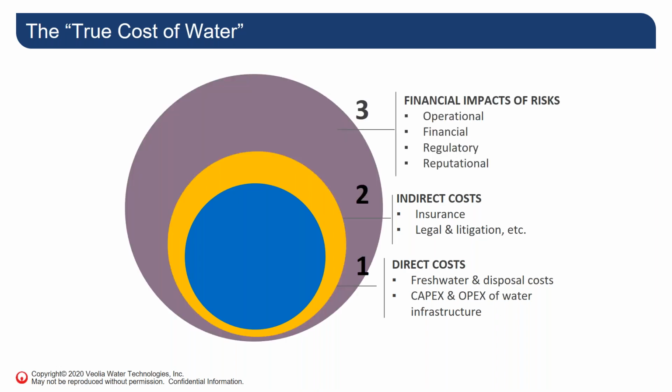Lastly, as mentioned on the previous slide, there are 4 key areas of financial risk associated with the operation, finances, regulations, and reputation of your facility. So we won't go through those again. But without looking at water in these 3 areas, you cannot obtain a true cost of what the value of water is for your plant.